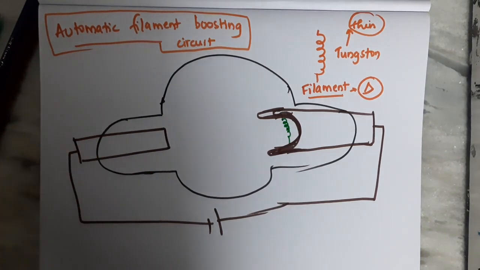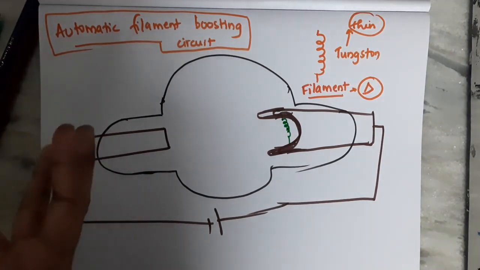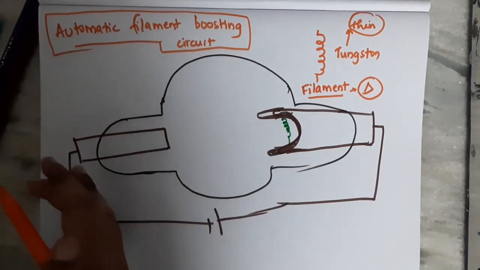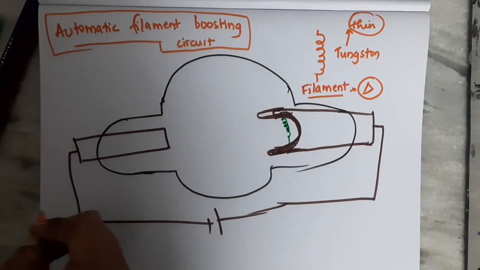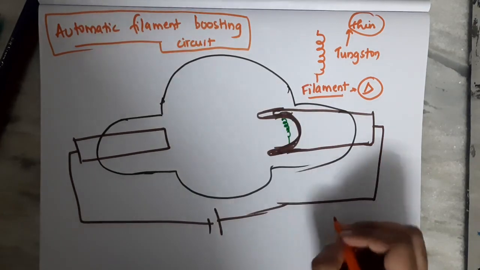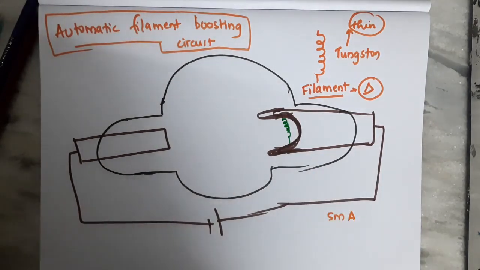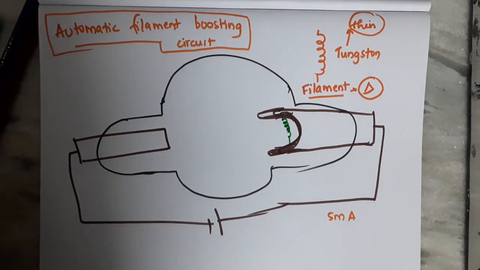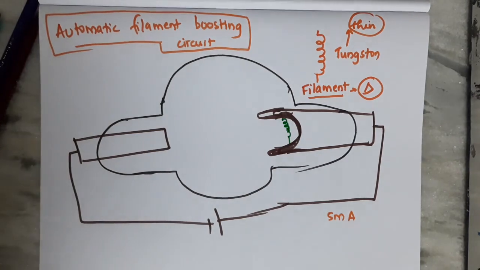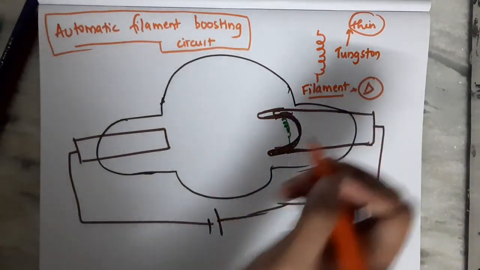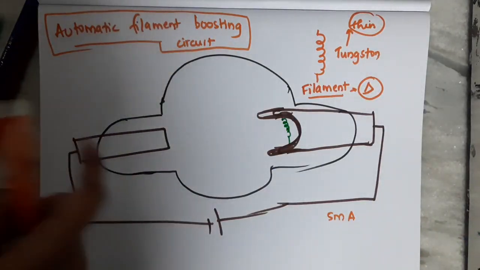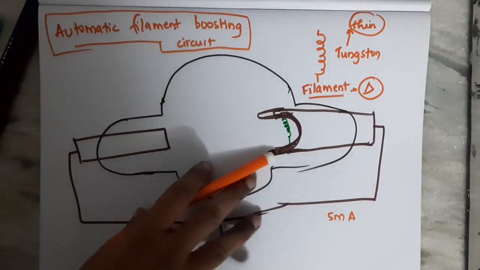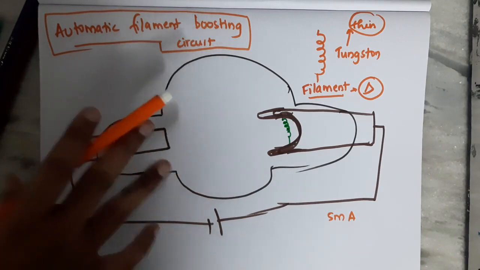So if you have turned on the machine but the exposure is not made, then the X-ray circuit is made in such a way that a low amount of current of only 5 milliamperes will flow through the X-ray tube, and only that amount will heat the filament. This amount of energy is sufficient for producing fluoroscopy.